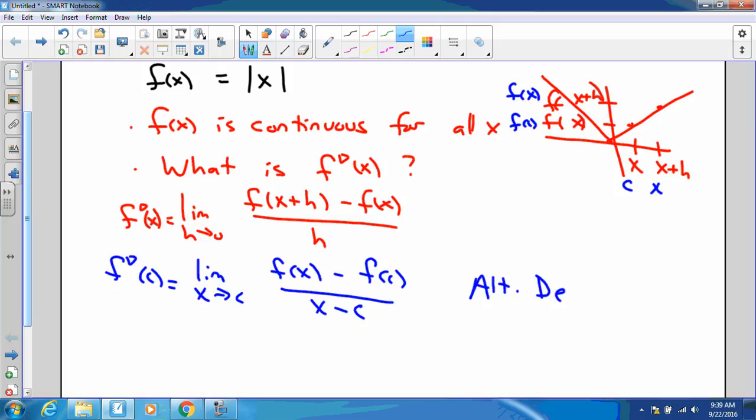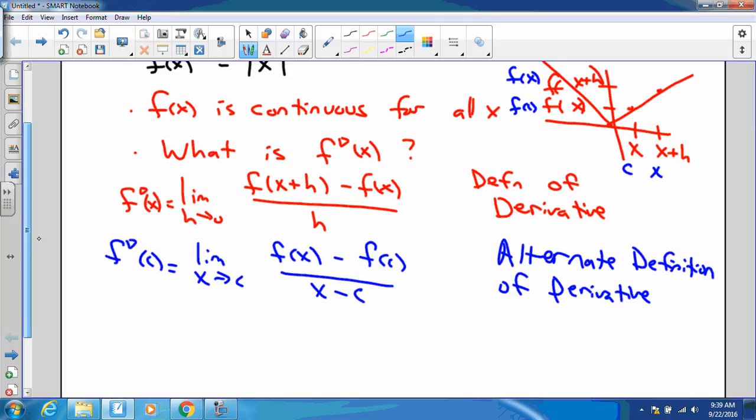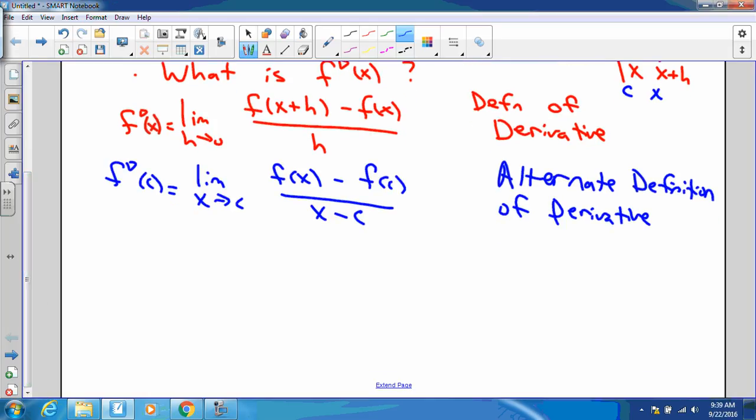We call this the alternate definition of the derivative. And in general, it is a very useful alternative to the definition of the derivative that we have here. And we're going to make use of it now to find f prime of x for absolute value of x.